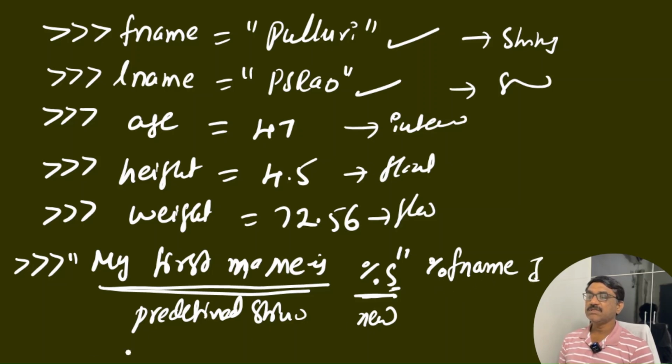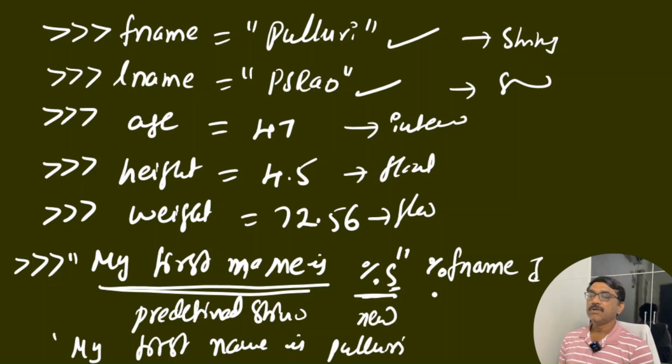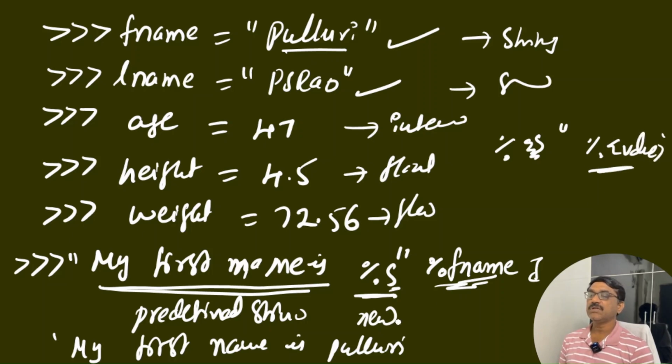Now, once you press enter, the result we are going to get in single quotes is my first name is Pulluri. See, f name is the variable whose contents are Pulluri. So here the contents are displayed. The syntax you should remember here is percentage, and here we are going to use some format specifier. After double quotes, you have to mention percentage, and you have to mention the corresponding value. This is very, very important.